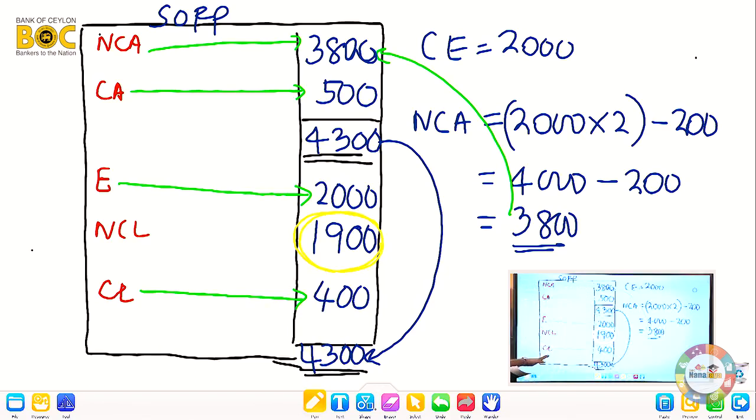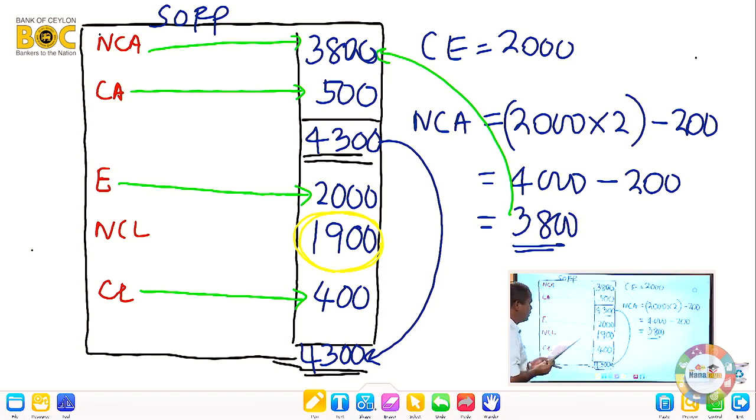So what we did here, using the information given in the question, we prepared the statement of financial position. We drafted the statement of financial position. Now you can answer the question.